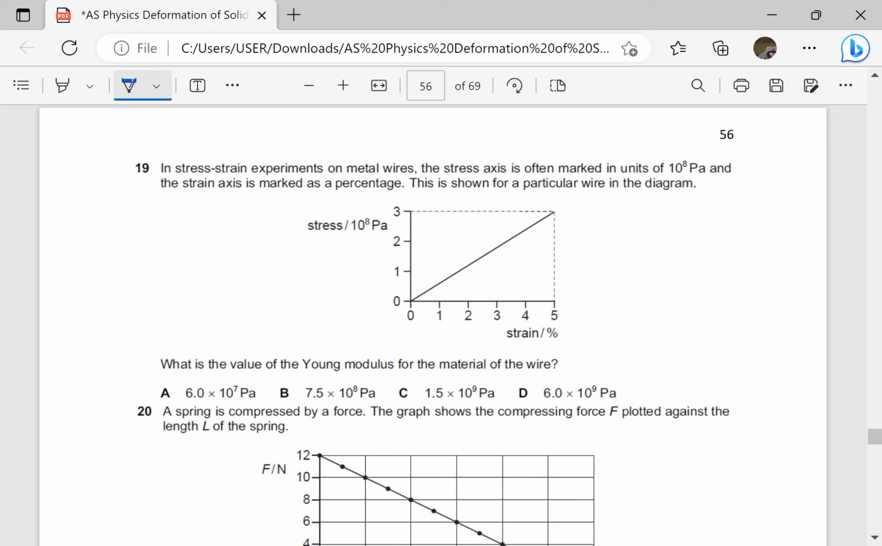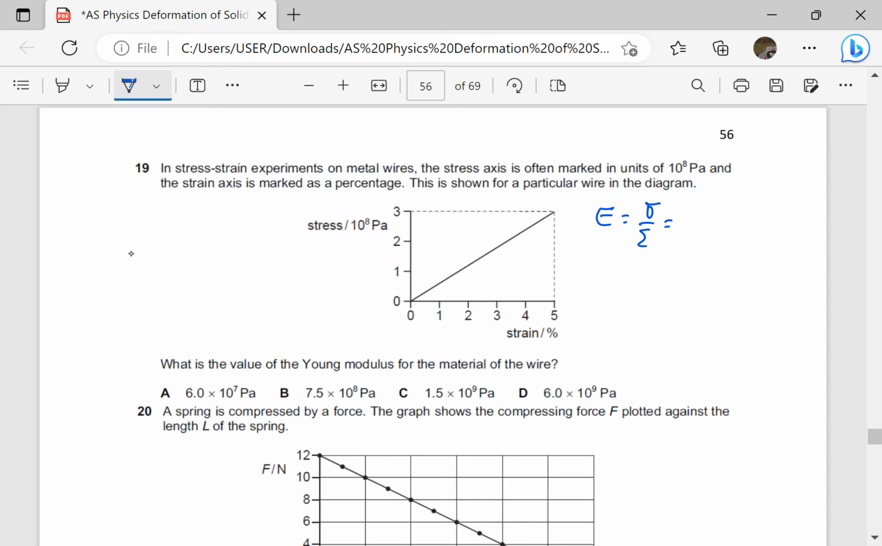In stress-strain experiments on metal wires, the stress axis is often marked in units of 10 power 8 pascals, and the strain axis is marked as a percentage. This is shown for a particular wire in the diagram. What is the Young modulus? So Young modulus is going to be stress divided by strain.